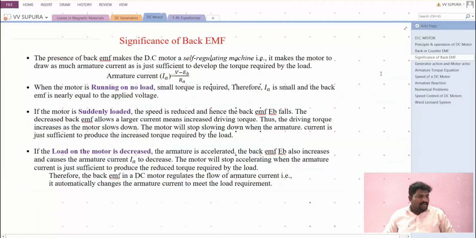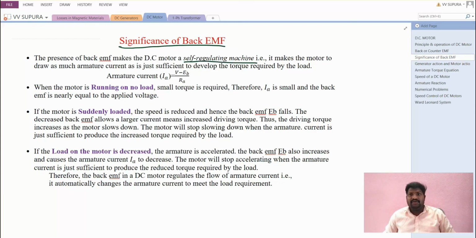Now see here, the significance of back EMF. The presence of back EMF makes the DC motor a self-regulating machine. Yes, I already discussed the self-regulating machine. It makes the motor draw as much armature current as is just sufficient to develop the torque. So armature current is equal to V minus EB by RA.